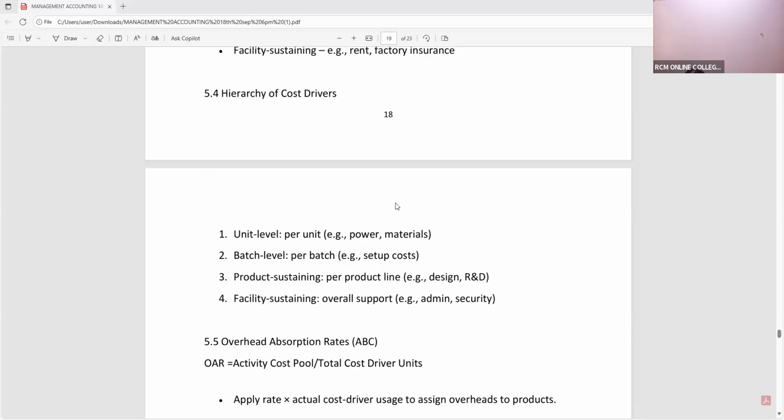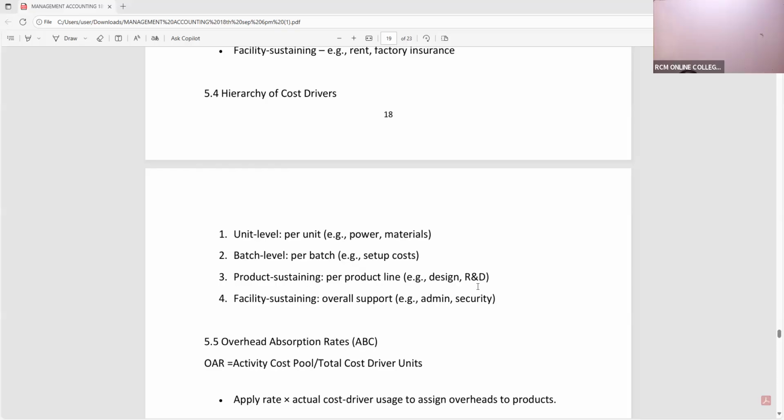So the hierarchy of cost drivers: we have what we call unit level, the per unit. Like, for example, machine cost per unit, e.g. power, like kilowatts. So how many kilowatts do you need per unit? How many material units do you need for each product that you produce? Batch level, per batch, e.g. setup costs, etc. We have product sustaining, per product line, e.g.